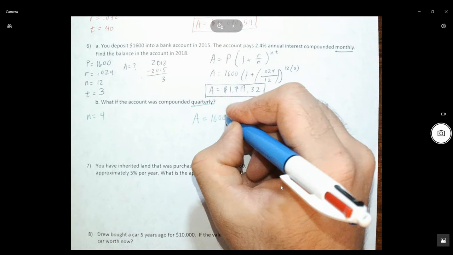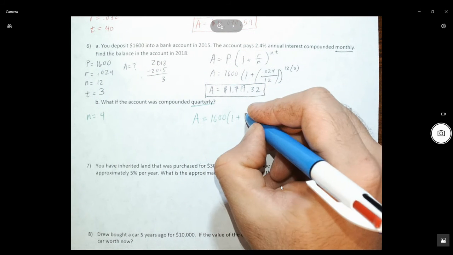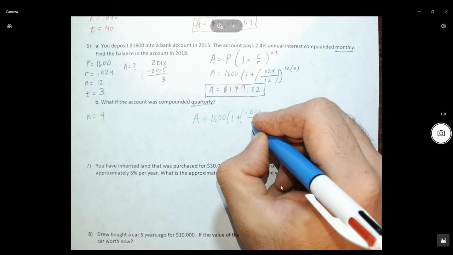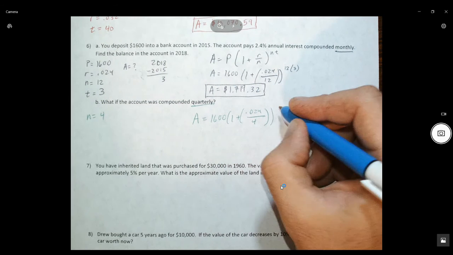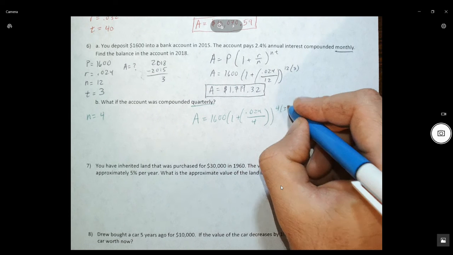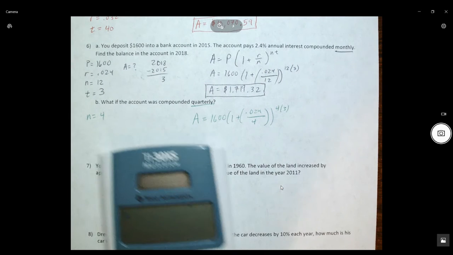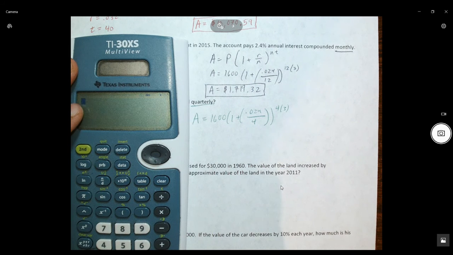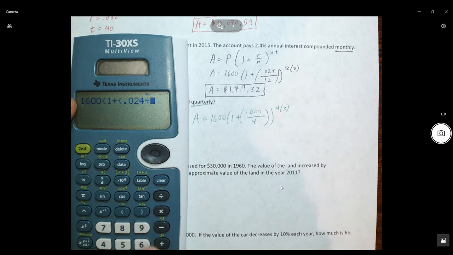Start with $1,600, 1 plus, same rate, 0.024. I'm going to change the 12 to 4 here though. And then my exponent is also going to change to 4 times 3, 3 being the years. So I can plug this in the same way I just plugged the last one. 1,600 times, make sure you put that parentheses before the fraction. And then put your exponent in parentheses, 4 times 3, which you know is 12.